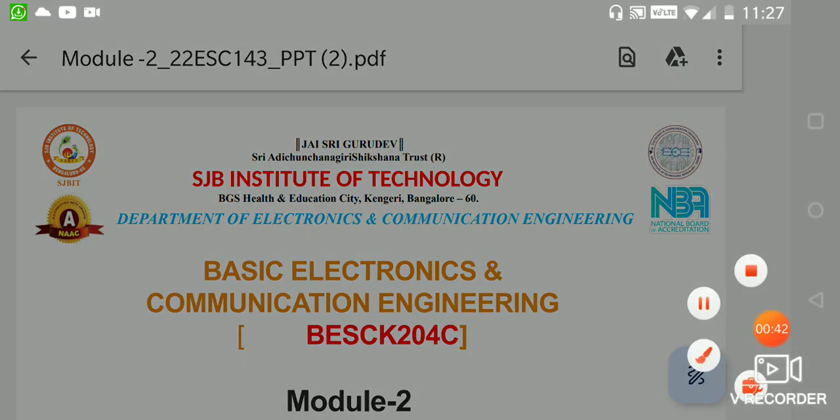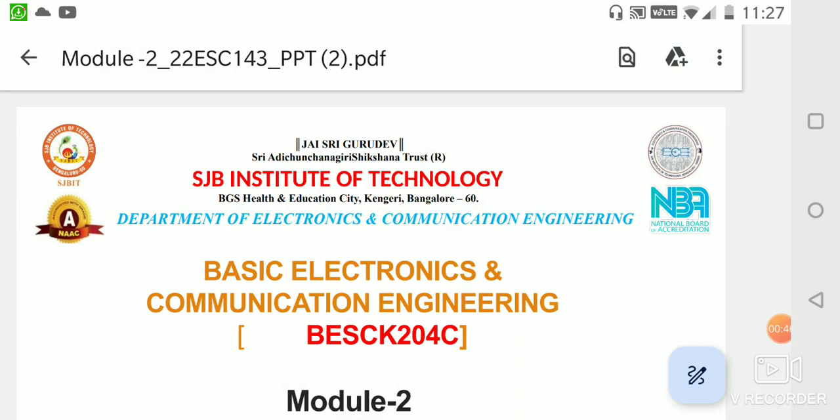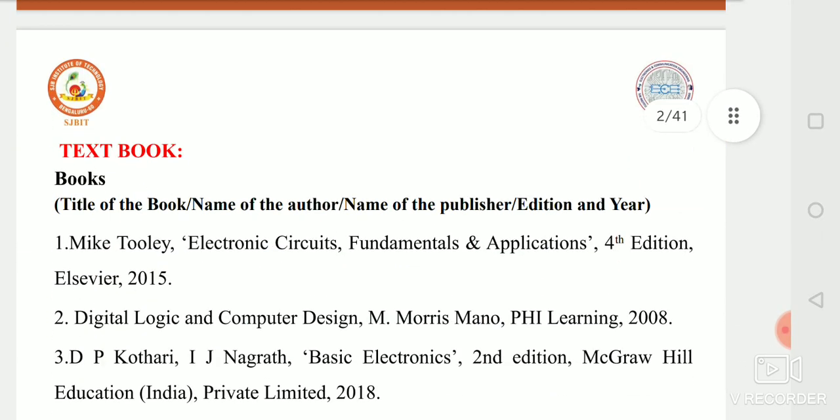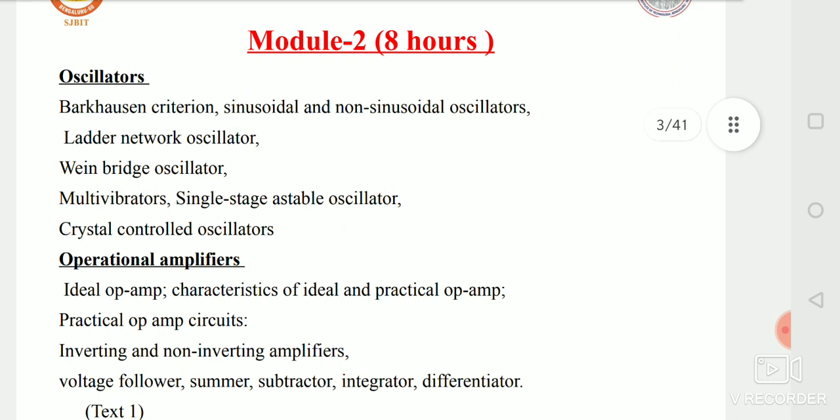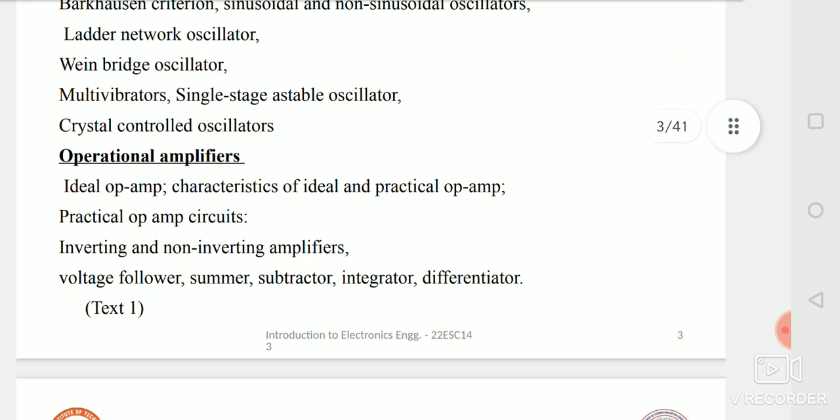So in the same module we have to study operational amplifiers. In this, we cover the operational amplifier, the ideal characteristics of an op amp and the practical op amp, the practical op amp circuits, inverting and non-inverting amplifier, voltage followers, summer, subtractor, integrator and differentiator.